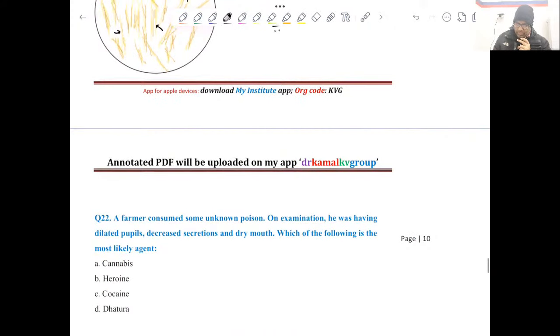Then moving forward, a farmer consumed some unknown poison, and then he was having dilated pupils, decreased secretions, and dry mouth. Now what is the agent? Very good.